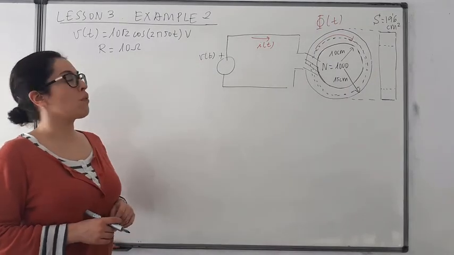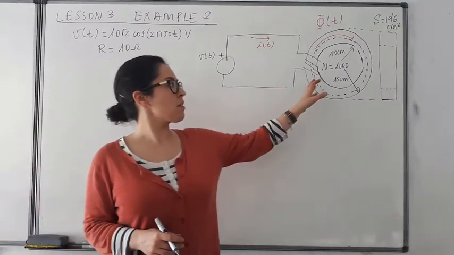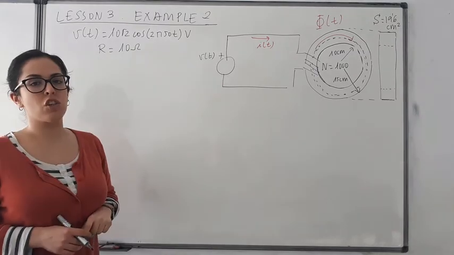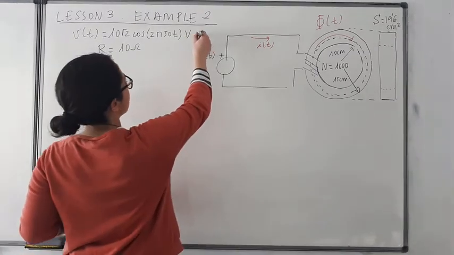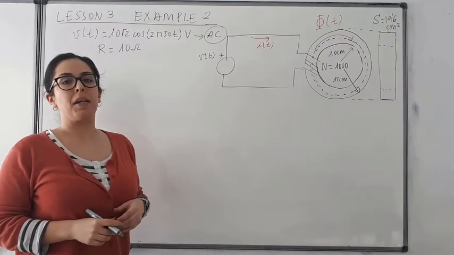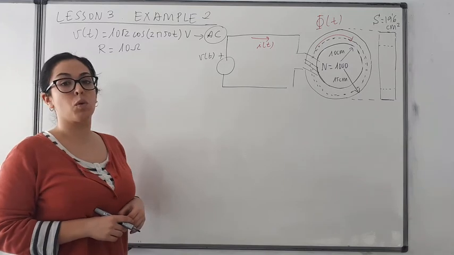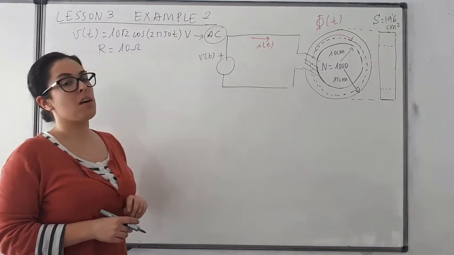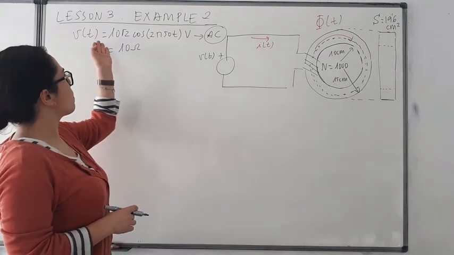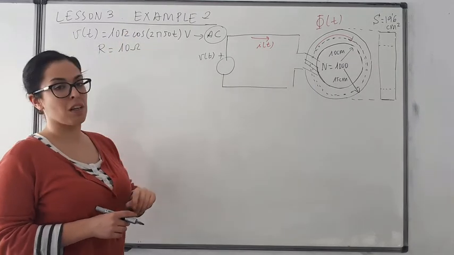In example 2 of lesson 3, we need to solve the same magnetic circuit with the same characteristics, but now the voltage is in AC. In contrast to example 1, in which we had a DC voltage, that is a direct current system, here we have a voltage in AC, an alternate current system. That means that the voltage is a sinusoidal wave that varies over time.